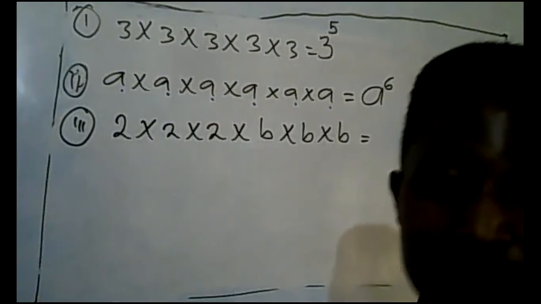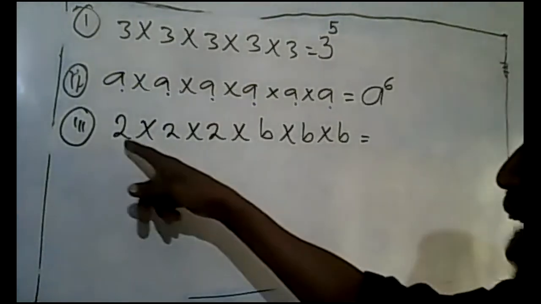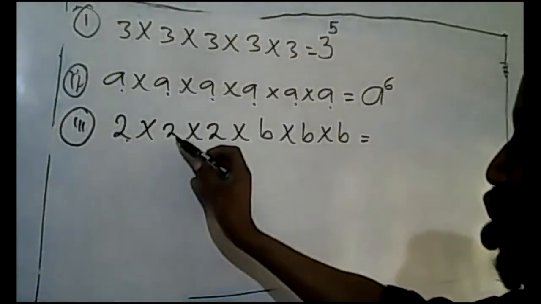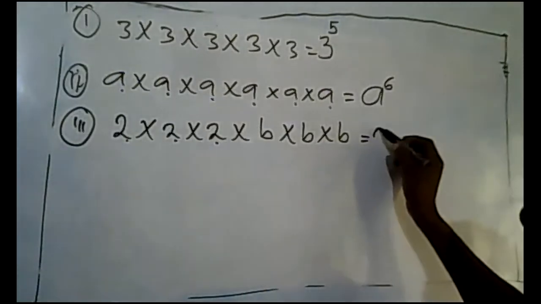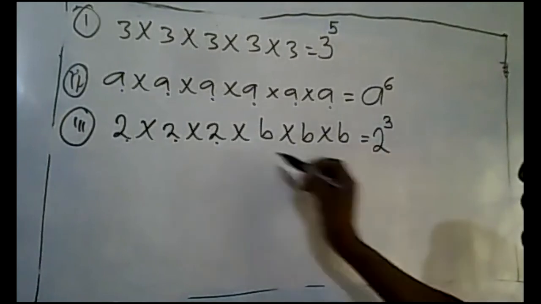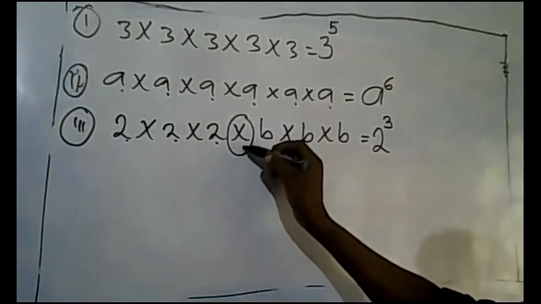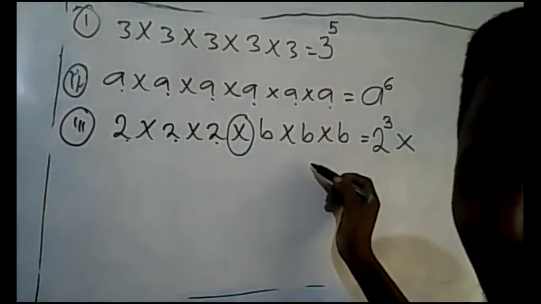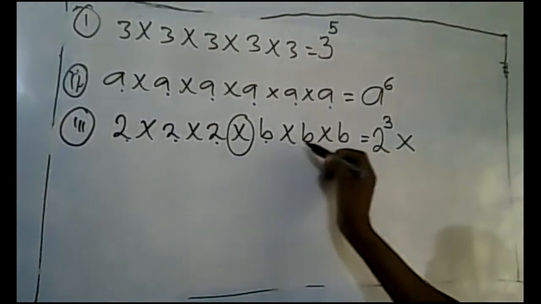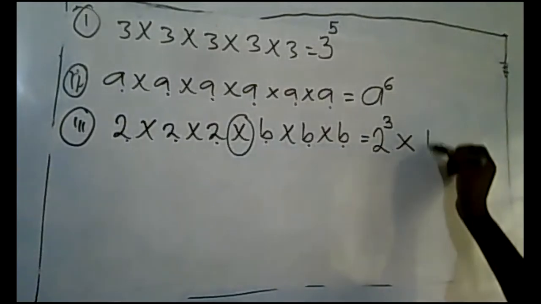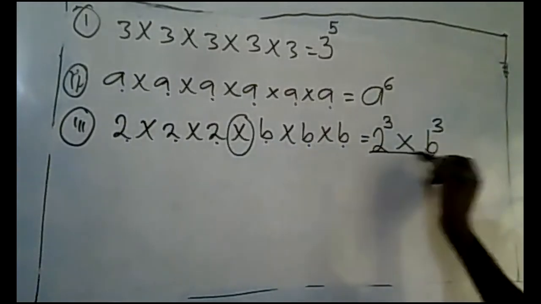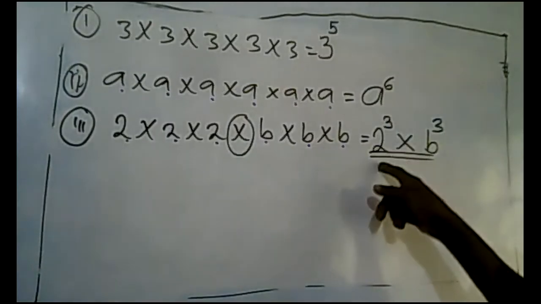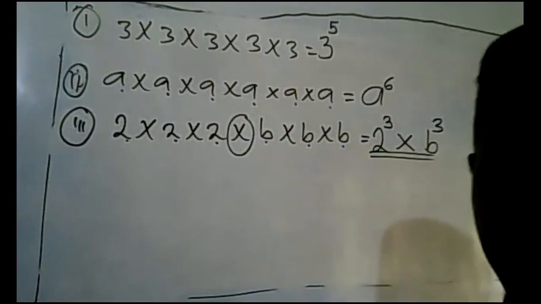No, you don't have to be confused. It's the same way. Just count numbers of 2 you have here. How many 2s? 1, 2, 3. So that would be 2 raised to power 3. Put your multiplication before the alphabet. How many B's do you have here? Just count the number of B's. 1, 2, 3. That would be B raised to power 3. And that's your answer. Yes, it's that simple. So answer is 2 raised to power 3 times B raised to power 3.